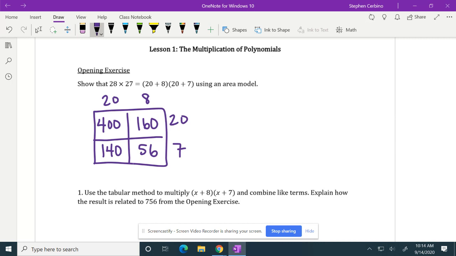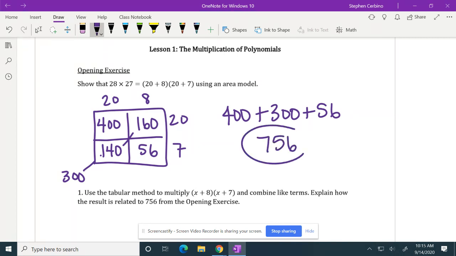Now, these two things are going to add up, so we have 300 in total. So I have 400 plus 300 plus 56. These ones across usually add up to a nice number. That's why I did that. And if we add all of that together, we have 756, which you can totally check on your calculator.